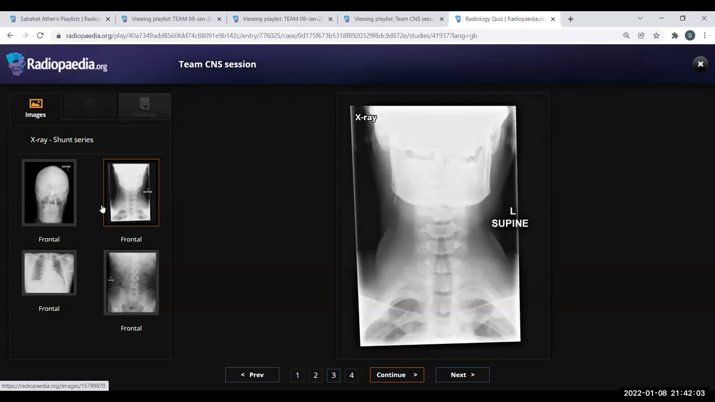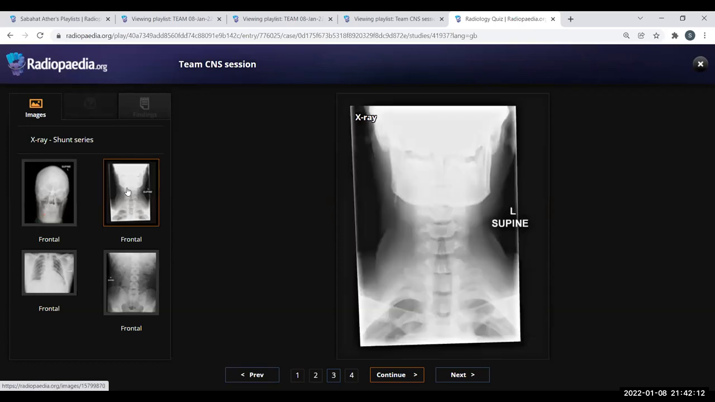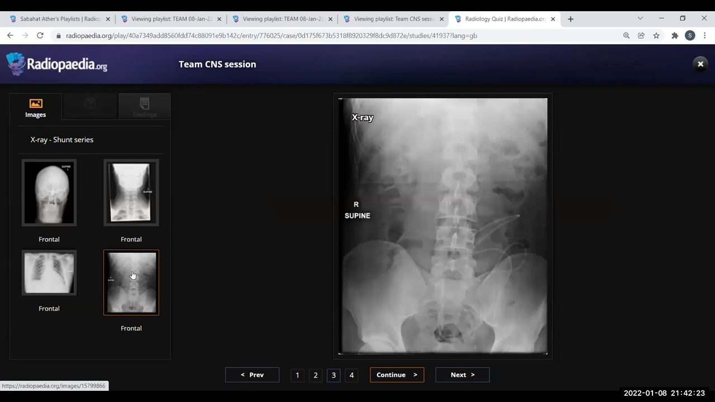Show me the first frontal view. But Ashwini, are you going to appreciate anything else? Anything in this X-ray? There is a termination of the shunt over here. Yes. Excellent. It's a fractured shunt, and all of the coils are seen in the peritoneal cavity on the abdomen X-ray. So, what's your final call? It's a fractured VP shunt, which requires repositioning.